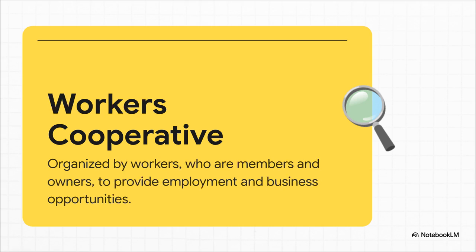Now, this one is a really powerful model. In a workers' co-op, the employees are the owners. It's that simple. They're the ones making the business decisions, they're providing jobs for each other, and they're all sharing in the profits. It's basically democracy, but in the workplace.